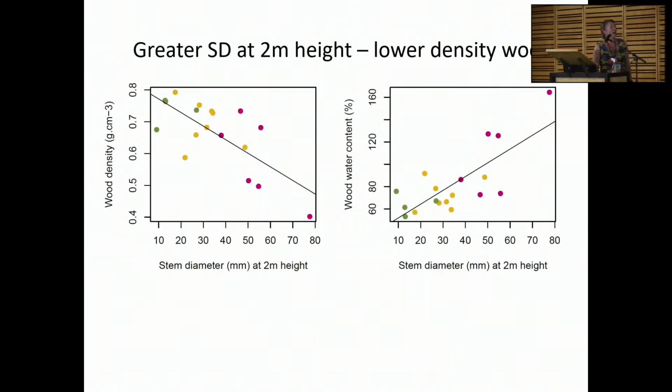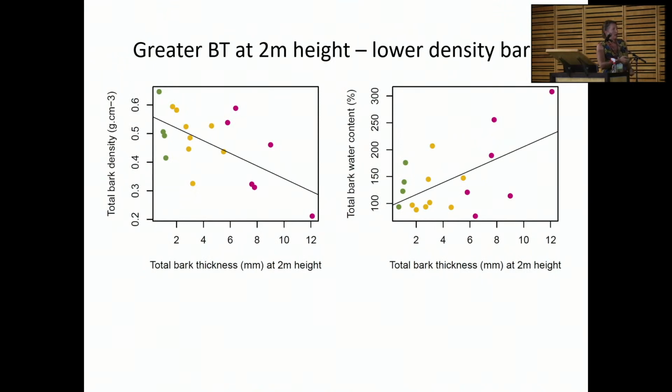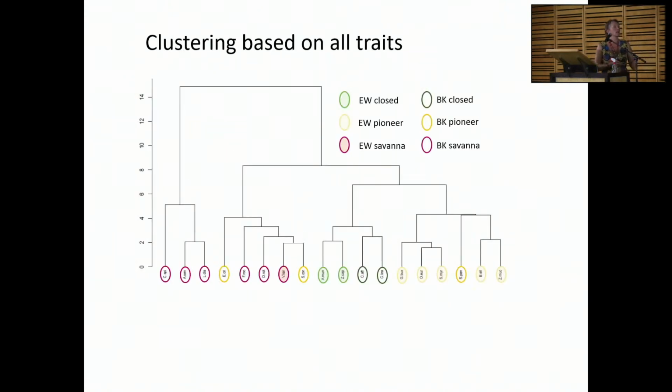And we also did find that the savanna trees had the lowest wood density, and that wood density and the stem diameter at 2 meter height were quite well correlated with water content, which we measured in fully saturated samples, showing the opposite trend. And similarly, total bark thickness at 2 meter height was significantly correlated with the density of the bark tissue. So, as we expected, a cheaper tissue allows them to reach that greater thickness and diameter.